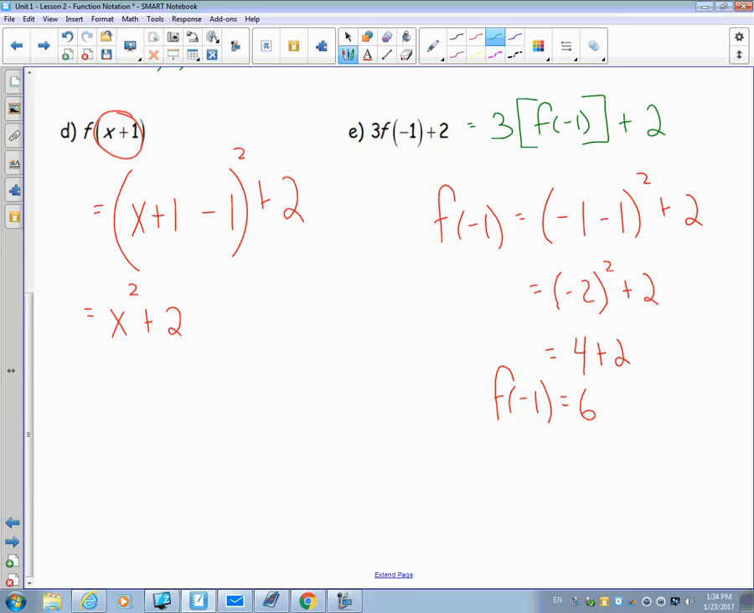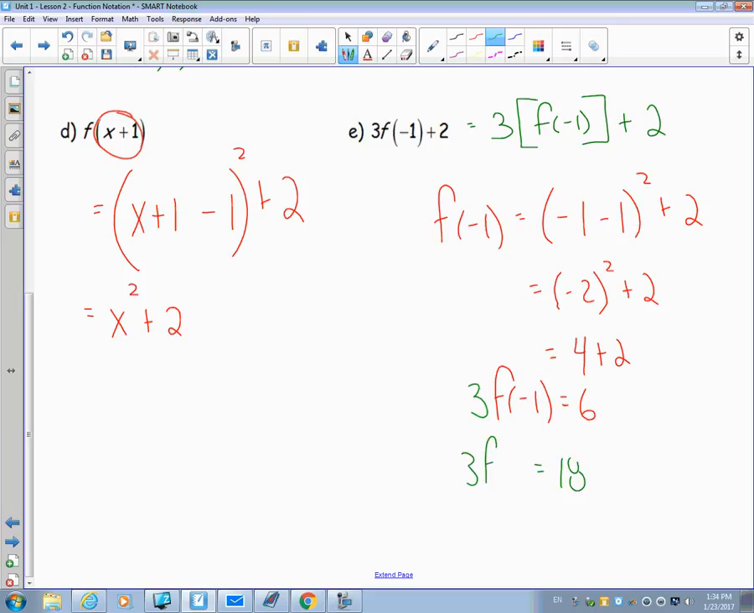Okay? F at -1 is its own value. It's a number. We can calculate it. So we follow BEDMAS rules. Think of the brackets inside, the big square brackets. Figure out what F at -1 is. And then we got to do 3 of those. So that's going to give us 18, right?